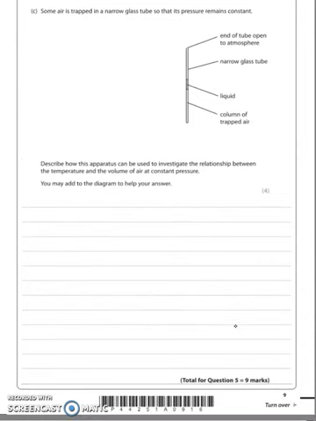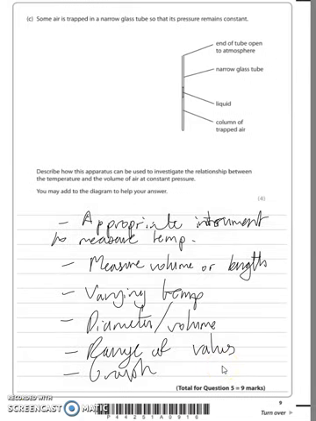Right. Some air is trapped in a narrow glass tube so the pressure remains constant. Describe how this apparatus could be used to investigate the relationship between the temperature and the volume of air at constant pressure. You may add to your diagram to help the answer. So what we've got is this column of trapped air, and it's trapped by this liquid, and it's at a constant pressure. And we need that if we're just going to look at the relationship between temperature and volume. And this is our narrow glass tube.